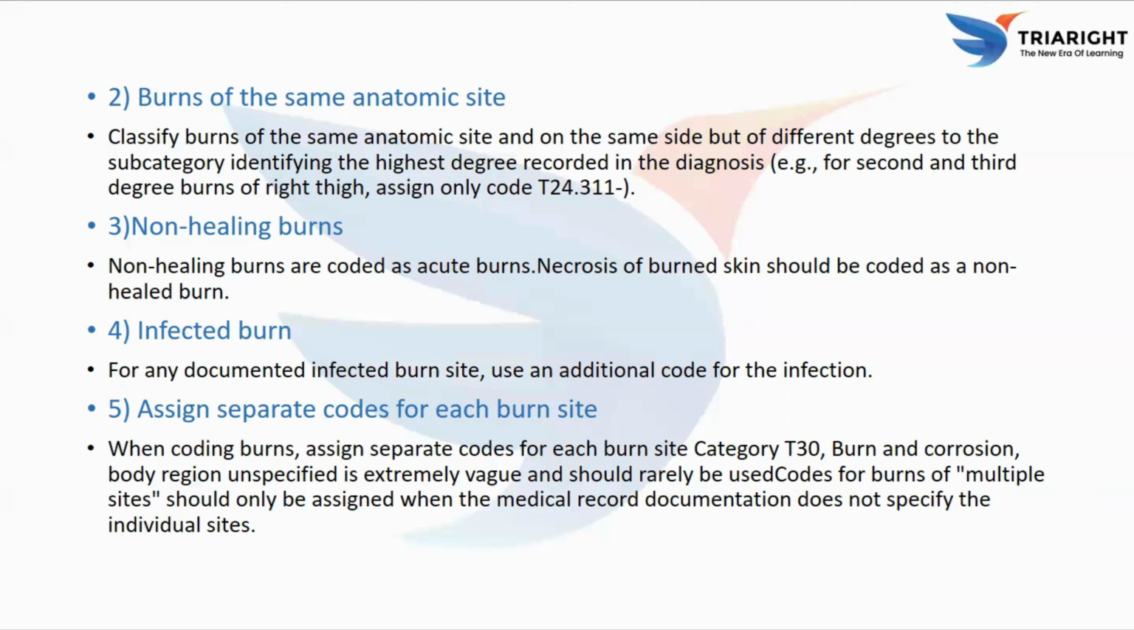Use of category T30. Under category T30, multiple body regions are assigned if it is unspecified. So T30 denotes burn and corrosion, body region unspecified. So it should be rarely used. Use only when the documentation does not specify the individual sites. So whenever documentation does not provide a particular site where the burn has taken place, you have to assign these T30 category codes.